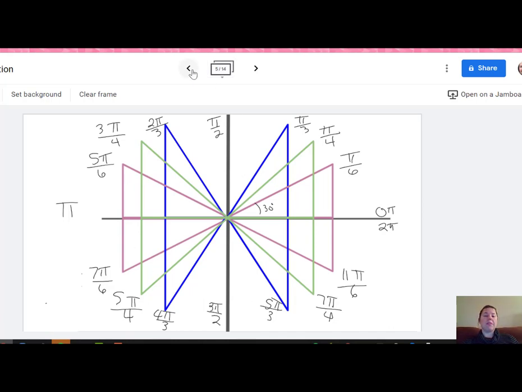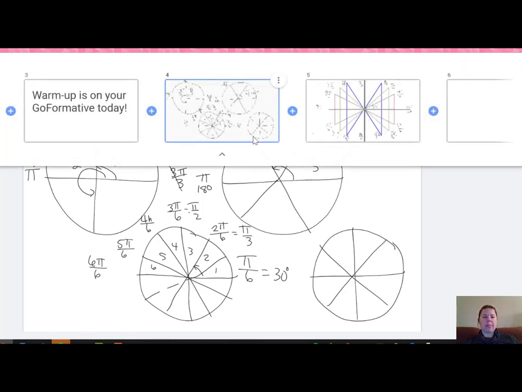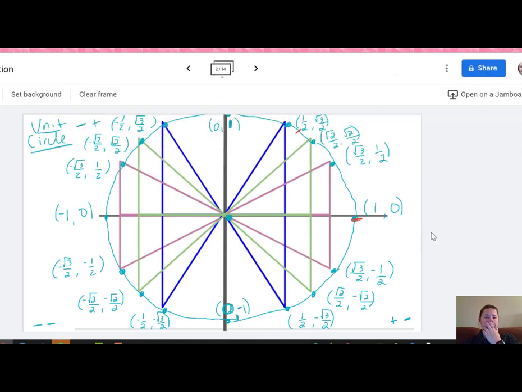And so it's really just a bunch of pi pieces that you're counting. So 1 pi over 6, 2 pi over 6, 3 pi over 6, 4 pi over 6, 5 pi over 6, 6 pi over 6. So we're starting here and going all the way around. And so that's our radian angle measures. And then last but not least, we have our coordinates.